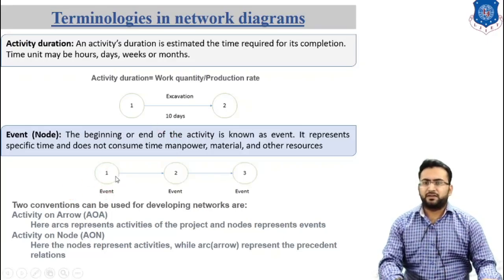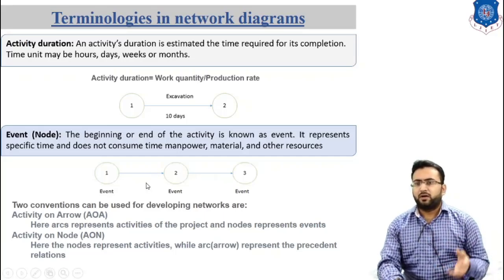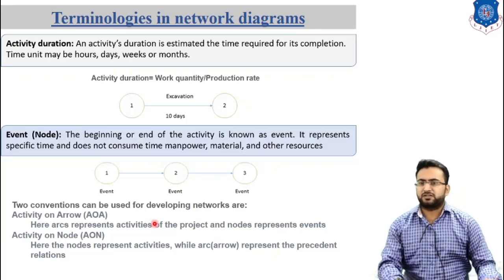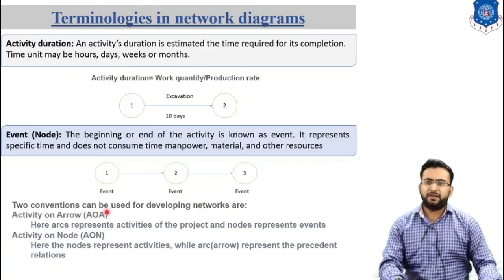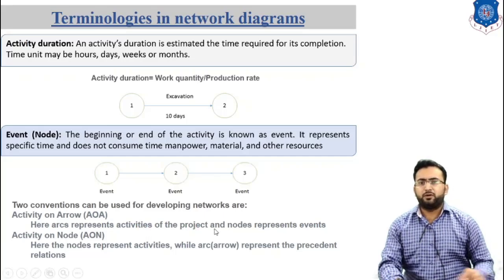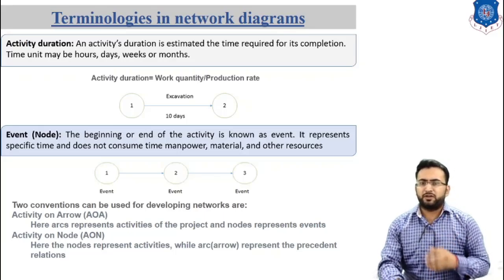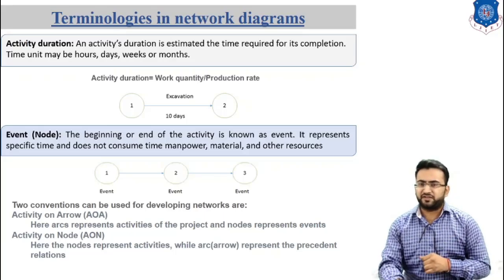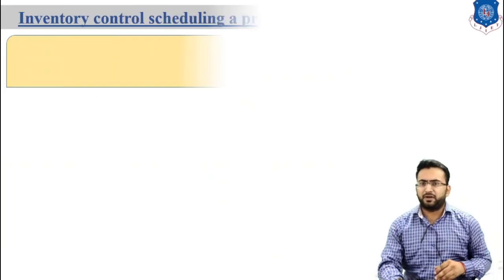So this is known as the event, and this arrow represents the activity. There are two methods that can be used for developing a network: activity on arrow and activity on node. In activity on arrow, the arc represents the activity of the project and the node represents the event. Whereas in activity on node, the node represents the activity and the arrow represents the precedence relation. So this is all about the various terminology used in network diagrams.